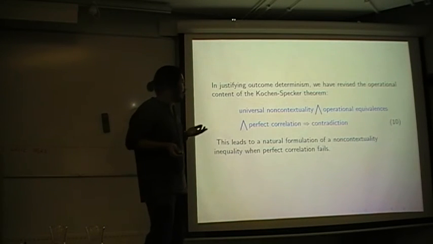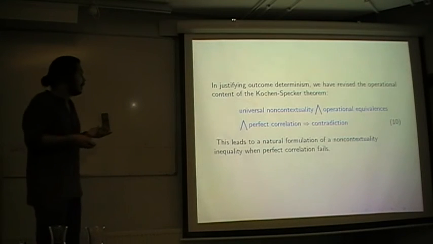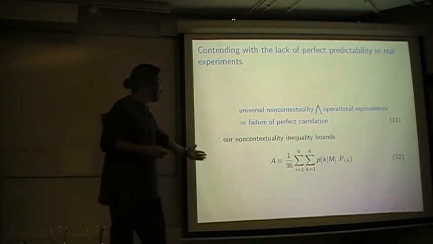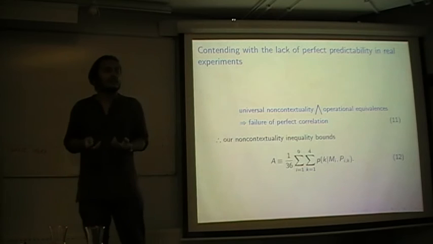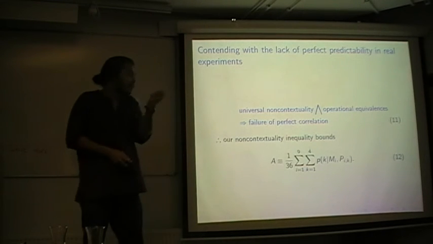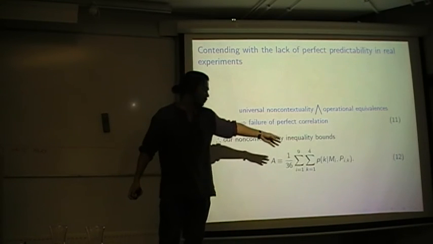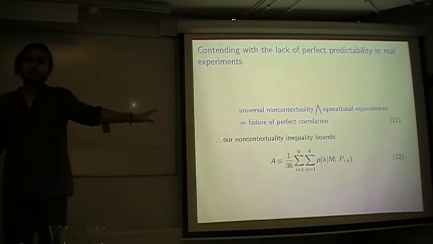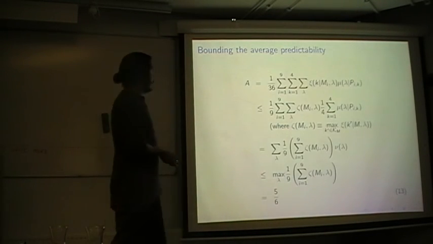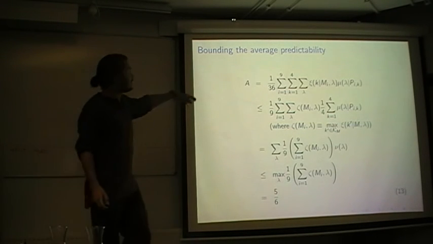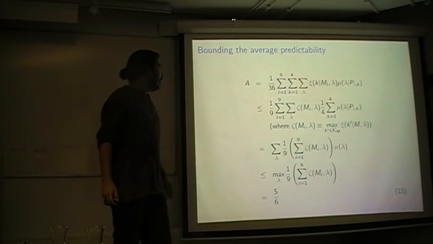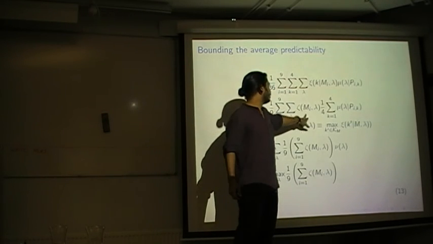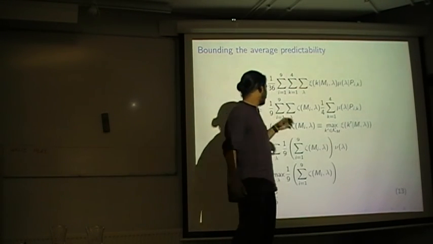Now this leads to a natural formulation of a non-contextuality inequality when perfect correlation fails, which is this. This is failure of perfect correlation, which means that our non-contextuality inequality has to quantify how that predictability fails. So I'm averaging the predictability for every effect and every preparation over all 36 nodes. This is a quantity that we seek to bound in a non-contextual model. The proof is not that complicated. You just need to rewrite that in terms of the ontological model. The first thing you need to do is take the max over the 4 outcomes for every mi. So that is zeta mi lambda. This is the definition of that.